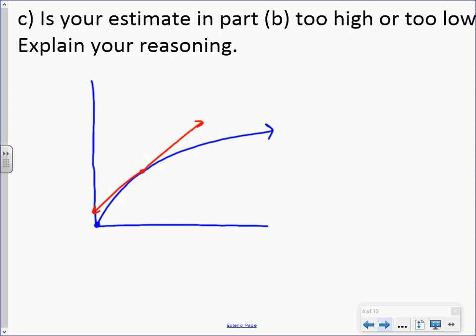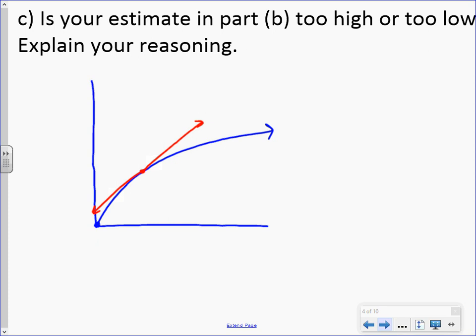What is the reason for our tangent line sitting above the curve? What one characteristic makes this tangent line above the curve? Concavity. Since square root of x is concave down at x equals 4, or everywhere, but specifically at x equals 4, our tangent line is above our curve, which means no matter what, it's going to over approximate.